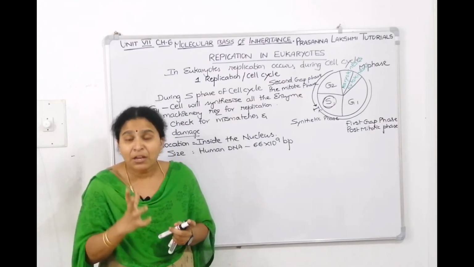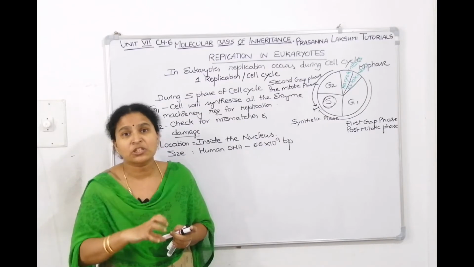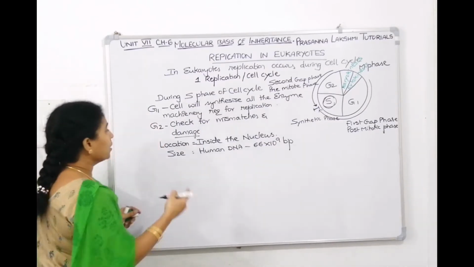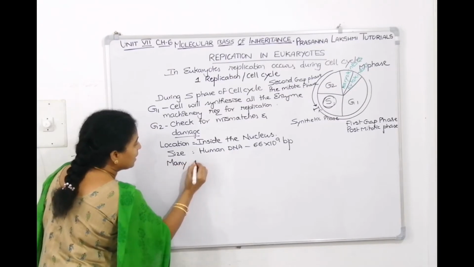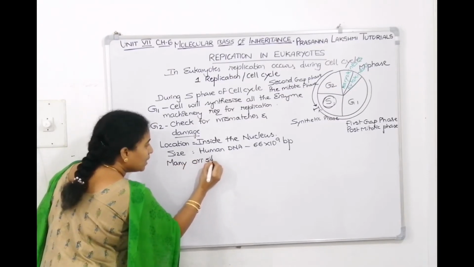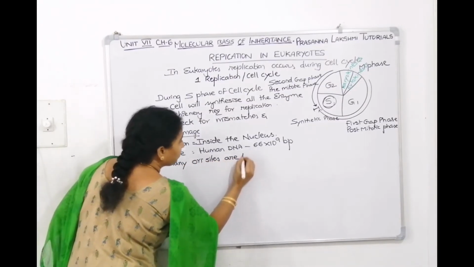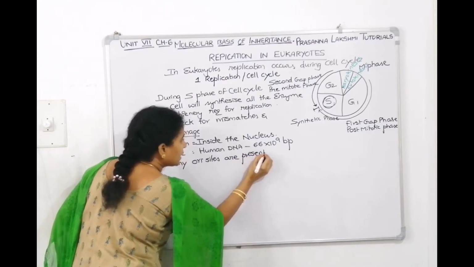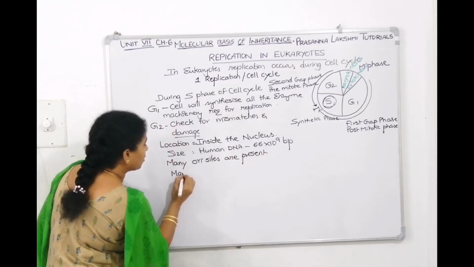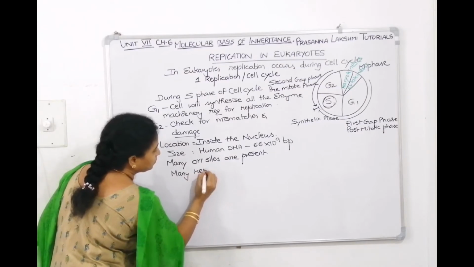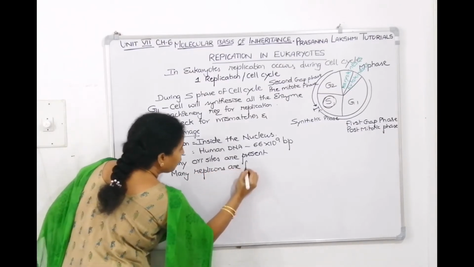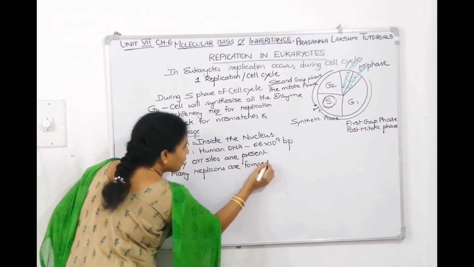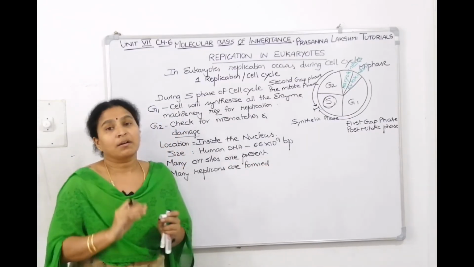So then how many replicons are formed? How many units of replication are formed? Many replicons are formed. Because of the bigger size, the number of ORI sites will be many. Because many ORI sites are present, many replicons are formed. So what do you mean by replicon? Unit of replication is called replicon.